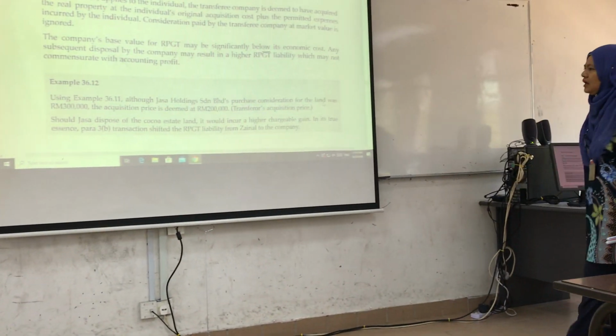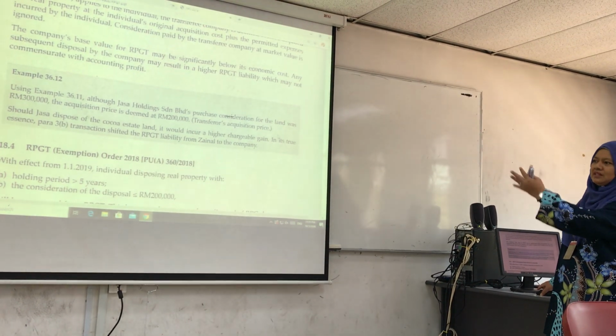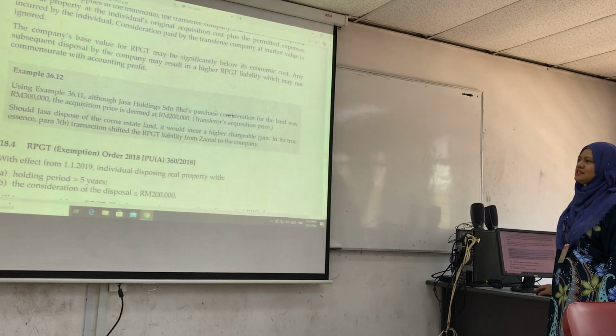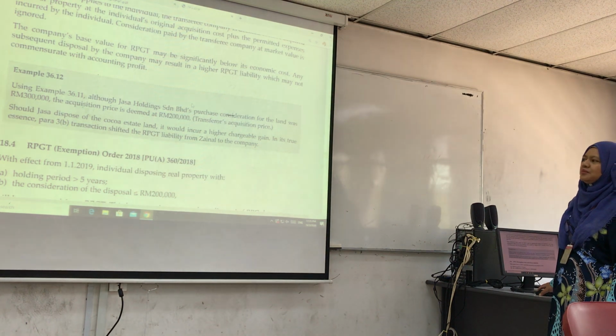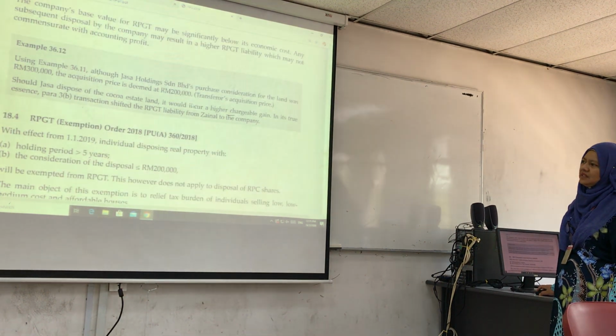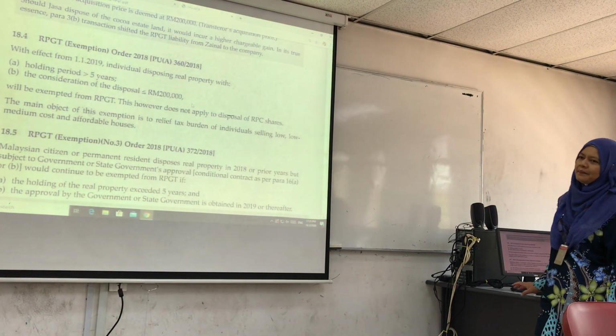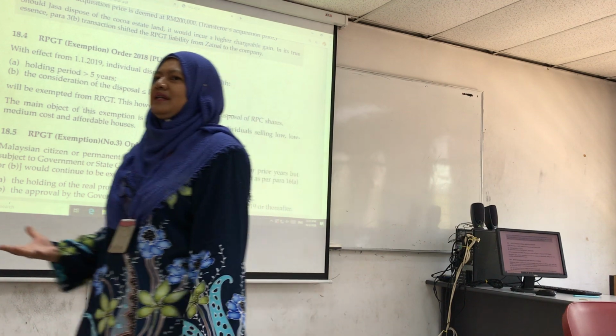It says that although Jasa Holding purchased the shares for 300,000, the acquisition price is still 200,000. Should Jasa dispose of the Coco Estate land, it will incur a higher chargeable gain. In true essence, it transfers or shifts the RPGT liability from Zainal to the company. So that's why we say that when an individual has a company, they can actually play around.